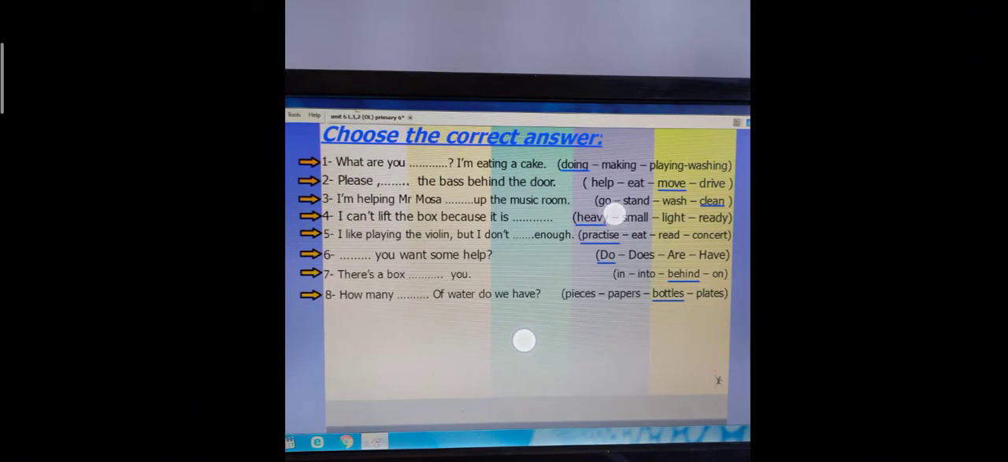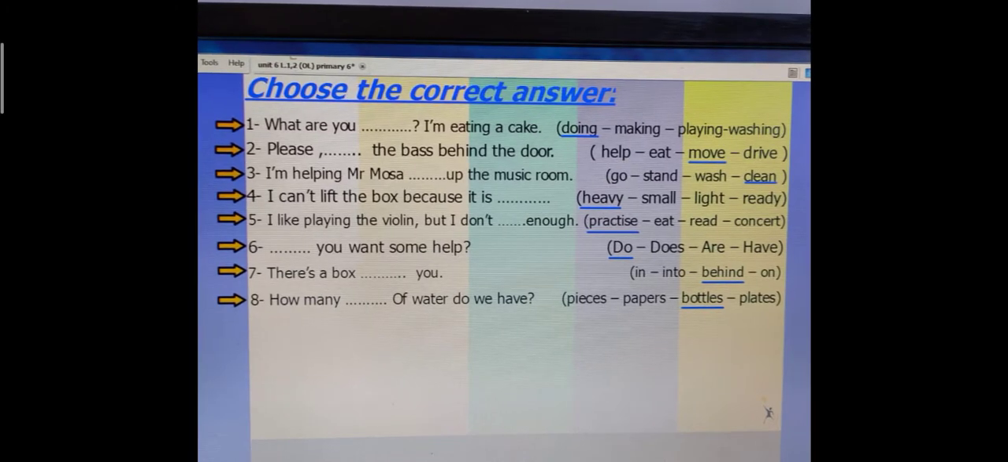Here we have some sentences about lessons 1 and 2. Choose the correct answer. Number 1, what are you doing? I am eating a cake. This question is in the present continuous. So, what are you doing? I am eating a cake. Number two, please move the bass behind the door.